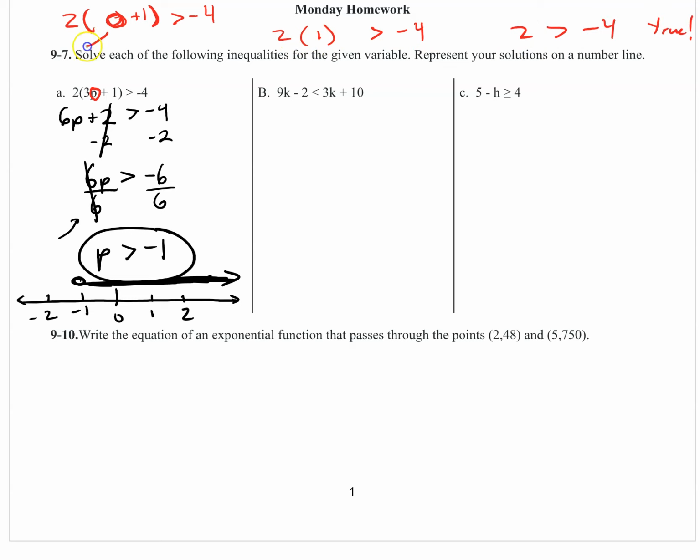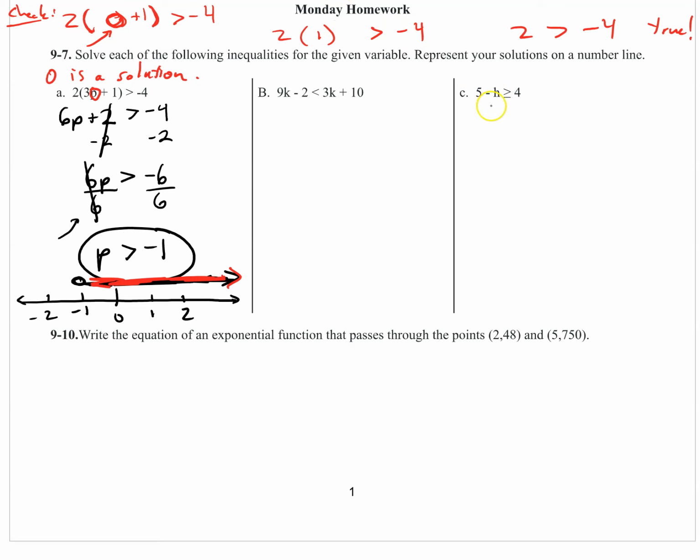So what does that mean? That means that 0 is a solution. So this was checking our work. Now if you go down to the number line, we definitely shaded the side with 0, so we did it right. Okay, I'm going to start C, and then you can finish C on your own.